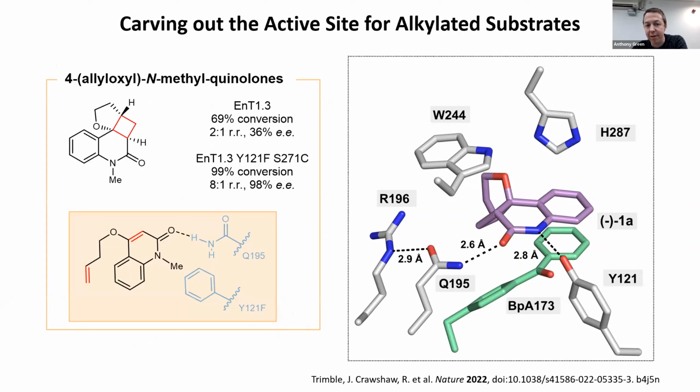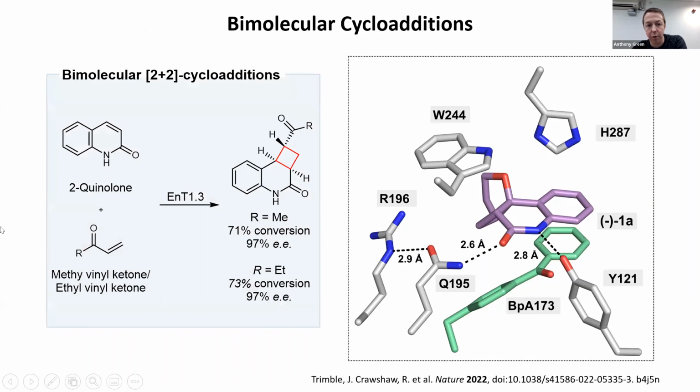We can then start to carve out the active site to perform more challenging transformations, for example, where you've got alkylated quinolone type substrates, and also quite cool is we're not limited to intramolecular processes. So we can also do bimolecular processes with extremely high levels of stereo control. And this is really just the start for us. In photocatalysis, there are literally thousands of photocatalytic reactions that just can't be promoted in any enantioselective fashion. And so we can now tap into all that and start to build enzymes for these useful photocatalytic processes.